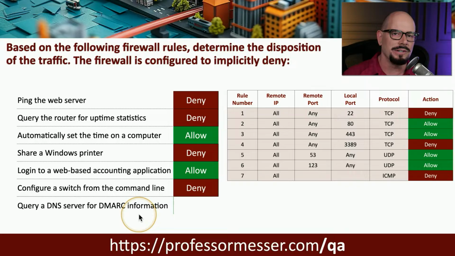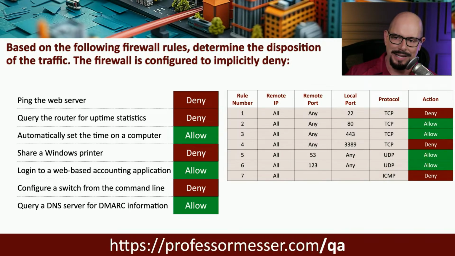Querying a DNS server is using the DNS protocol, and so it's going to use UDP port 53. Do we have a rule for UDP port 53? We do. It's rule number 5. You can see the remote port is 53, local port any, which means your protocol is UDP, allow. So we're going to say that is allowed.